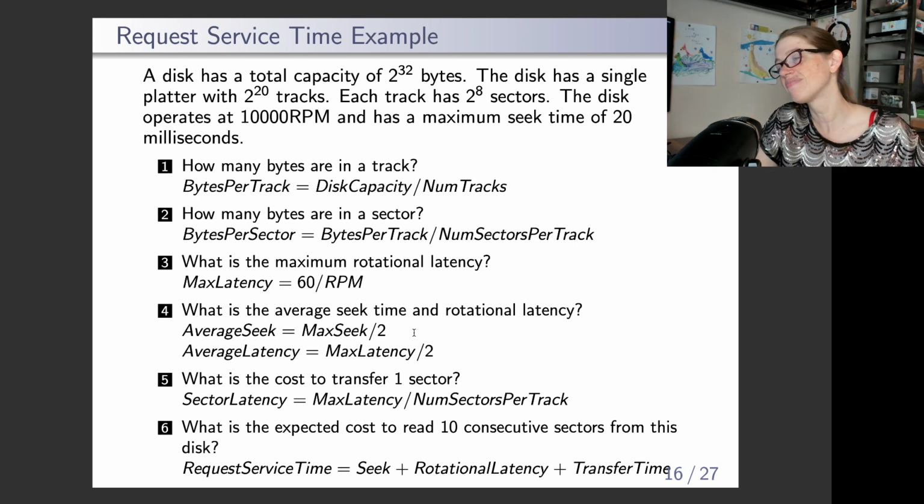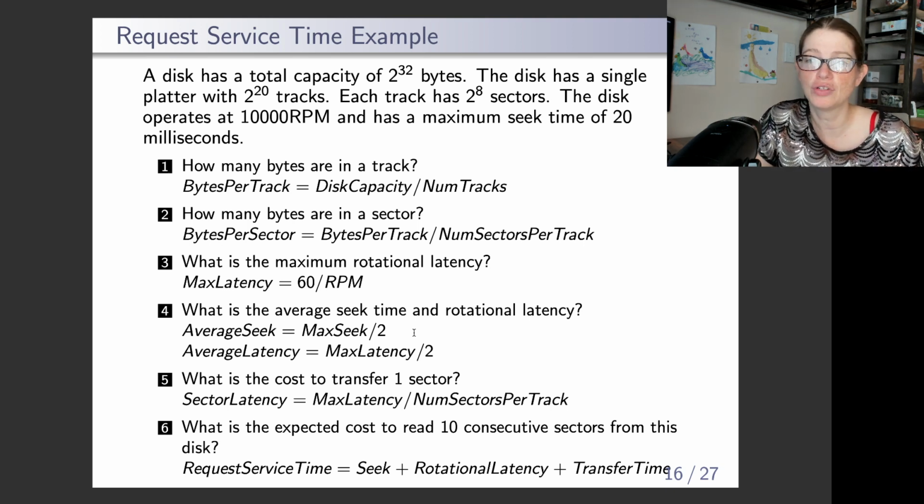That's another course. Then the average latency, also for rotational latency. So if you don't know where the read-write platter is right now, and you don't know where it needs to be, then we would use the average rotational latency, which is again max latency over 2.